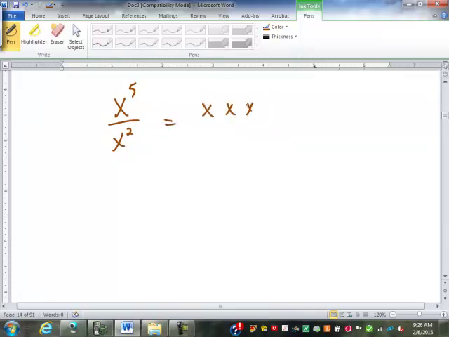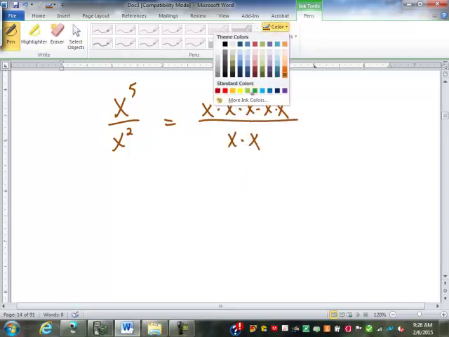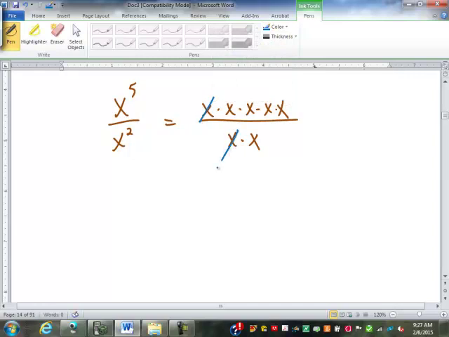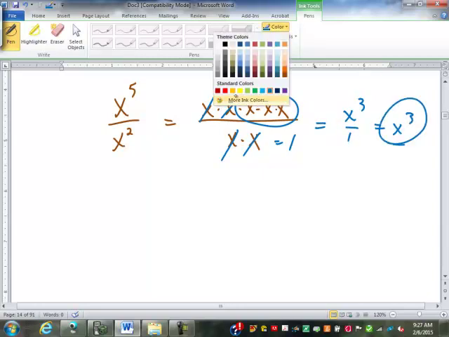X to the 5th is 5 x's multiplied together. X squared is just x times x. And now, in any fraction, we can cancel out common factors, or we can divide the top and bottom by the same thing. So we can divide out an x here. We can divide out another x. We're left with nothing on the bottom except for 1. And on top we have 3 x's, or x to the third. So x to the third over 1, or just x to the third.